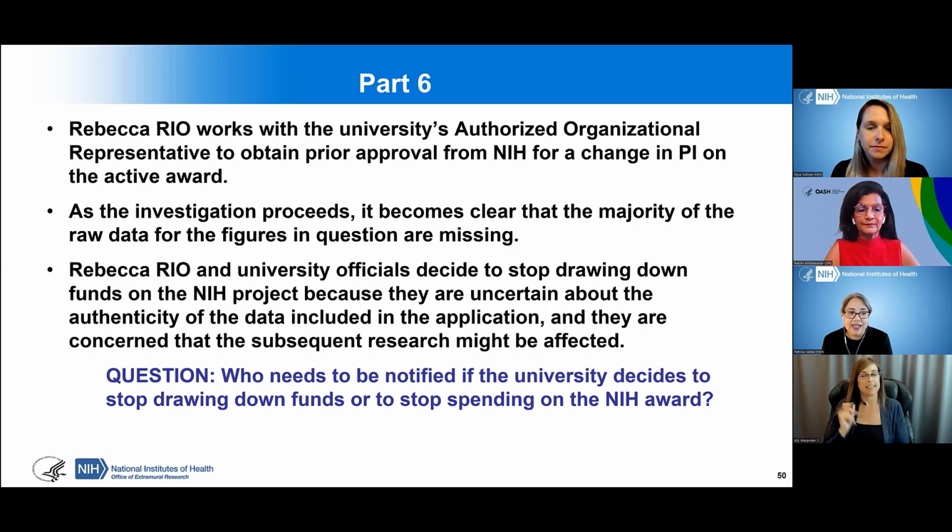Okay, as the investigation proceeds, it becomes clear that the majority of the raw data for the figures in question are missing. Rebecca Rio and the University officials decided to stop drawing down funds on the NIH project because they're uncertain about the authenticity of the data included in the application, and they're concerned that the subsequent research might be affected. Okay, here's the next question. Who needs to be notified if the university decides to stop drawing down funds or stop spending on the NIH award?